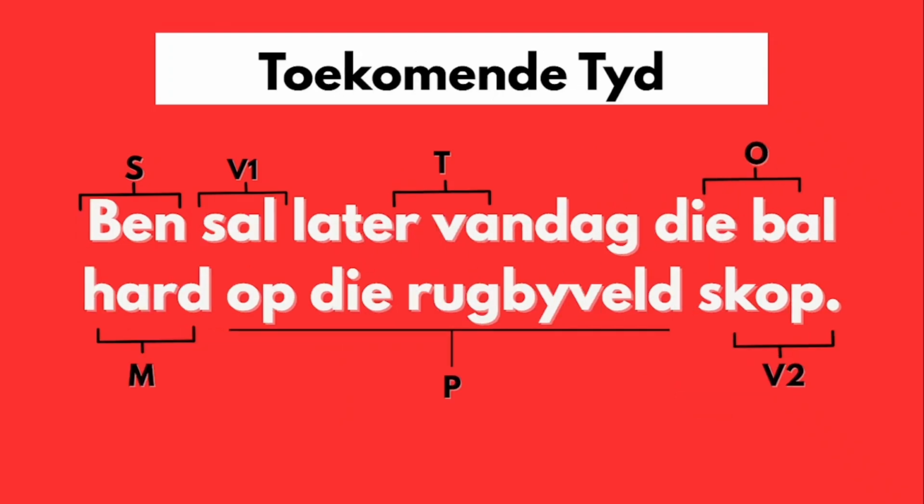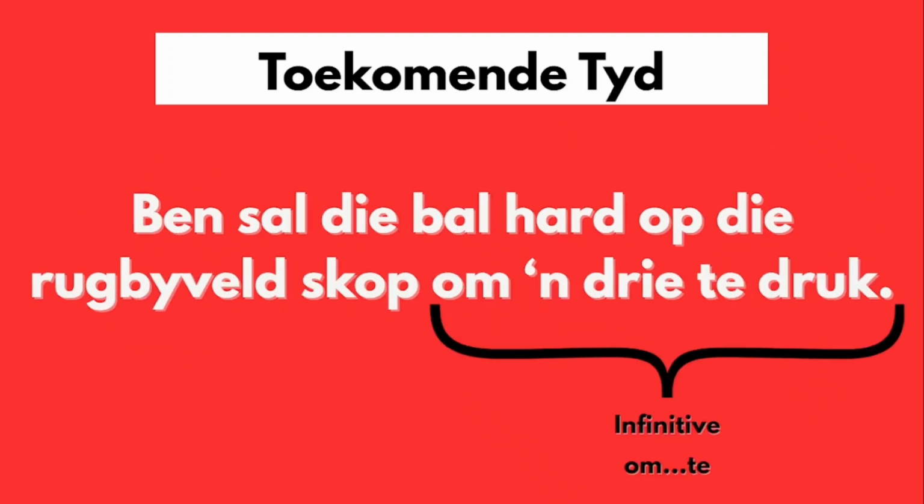Toekomende tyd. So remember with toekomende tyd, you're going to add sal, and then your verb 2 is not going to have a ge because ge is for the past, right? So Ben sal later vandag die bal hard op die rugbyveld skop. I love the sentence because it has the full stompie in it except infinitive. Okay. Now I wanted to show you what infinitive is going to look like. So Ben sal die bal hard op die rugbyveld skop.